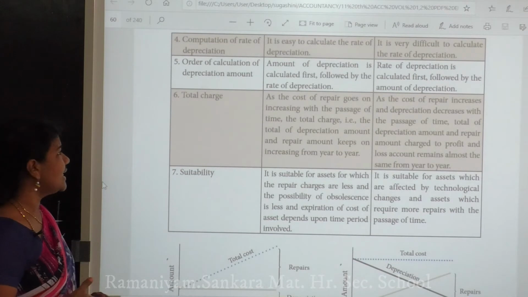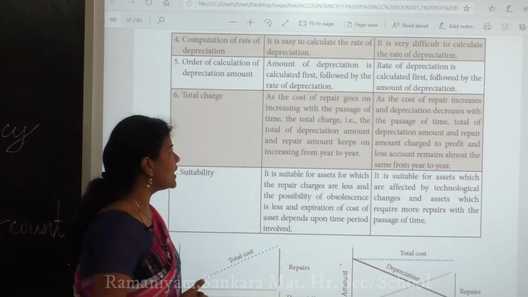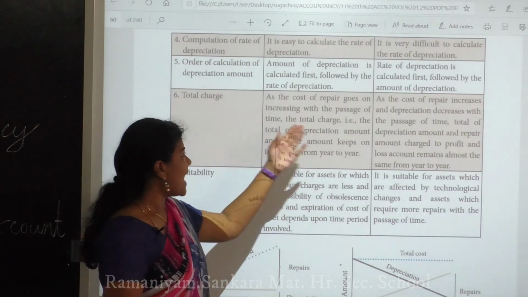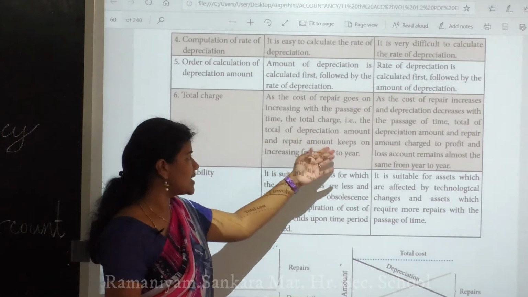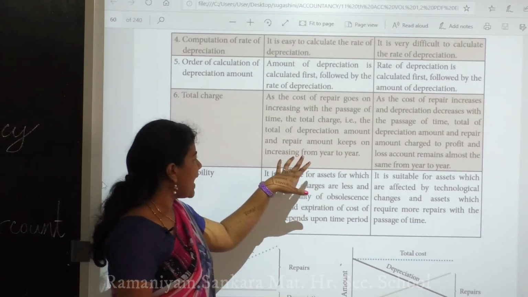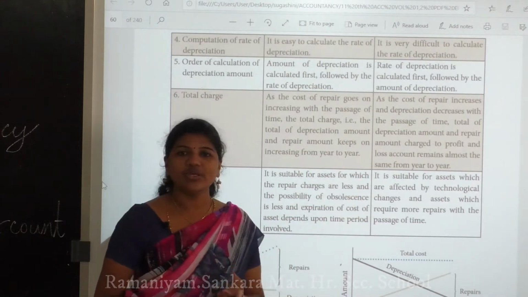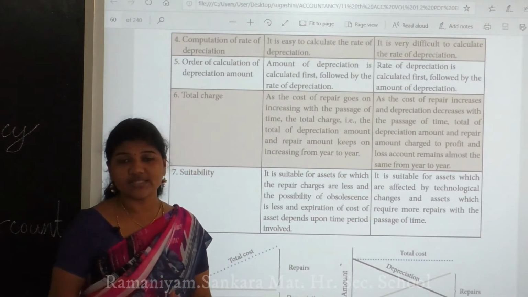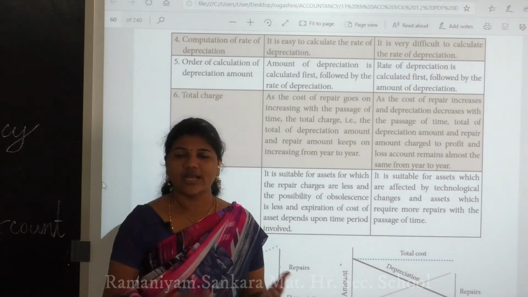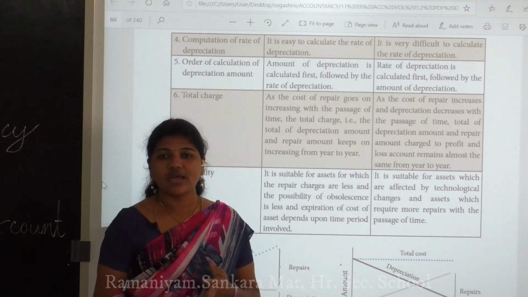The sixth one is the total charge. As the cost of the repair goes on increasing with the passage of time, the total charges, for example the total of depreciation amount and repair amount, keep on increasing from year to year. Actually, year to year it keeps on increasing, not coming down. The increase means, like, it started at 2000, afterwards 3000, afterwards 4000, like that, it increased.